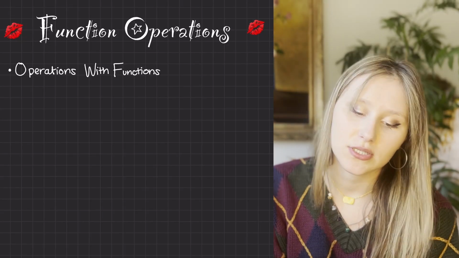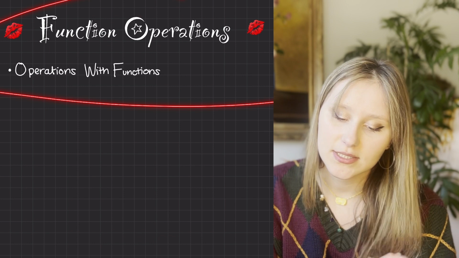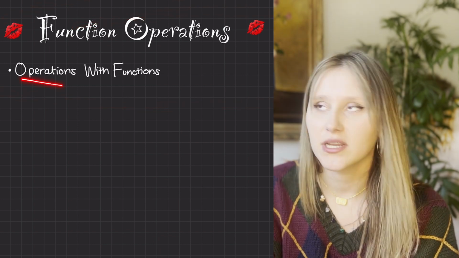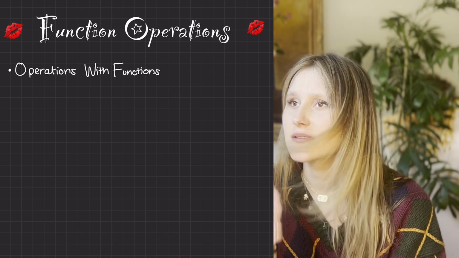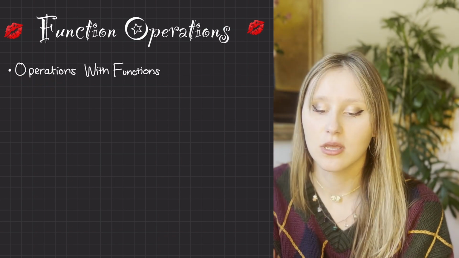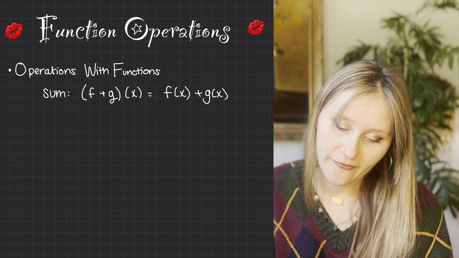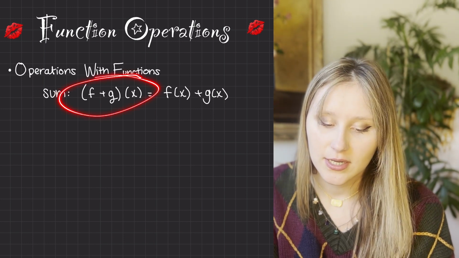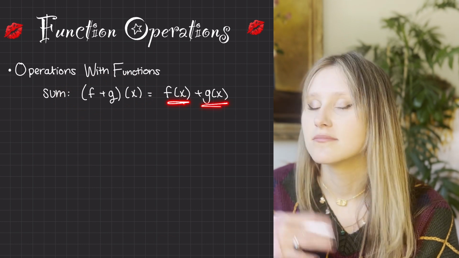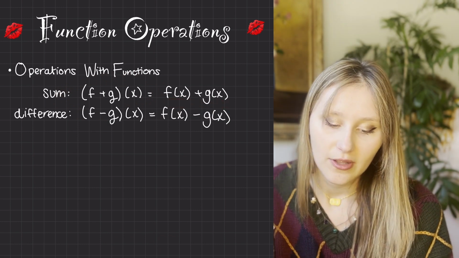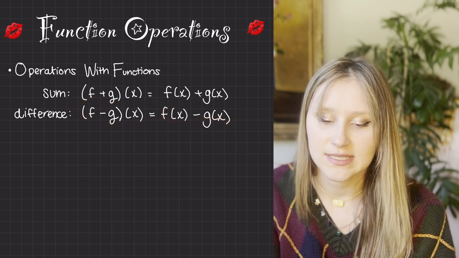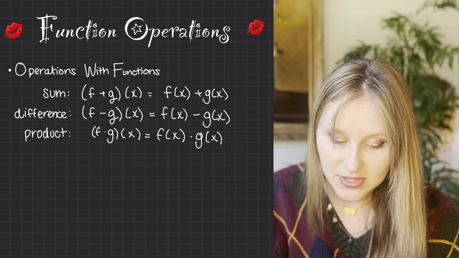Anyways, let's begin. We're talking about function operations right now. Operations means addition, subtraction, multiplication, division. So the sum, f plus g of x: if you see something like this, you're going to get f of x plus g of x. It's as simple as that. Difference, f minus g of x, is f of x minus g of x. Easy. Product, f times g of x.